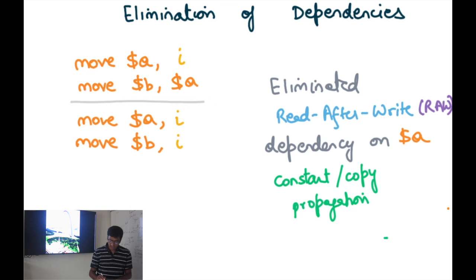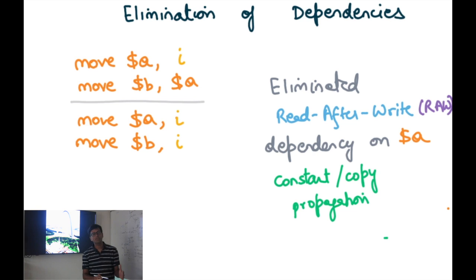We've already seen that you can do constant or copy propagation and represent those kinds of transformations as Peephole optimizations. Here I'm doing constant folding. So if I move I to register A and then I move register A to register B, then I can just move I to register A and register B one after another. The advantage of this is that we are eliminating read after write dependencies on $A, so on the register A. There's a read after write dependency here, but there is no read after write dependency here.